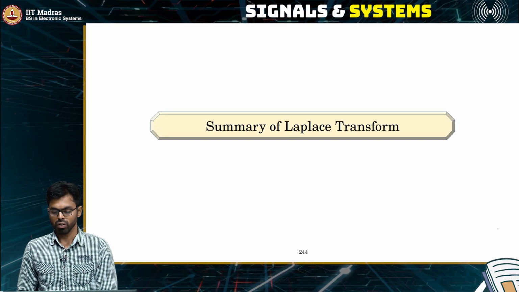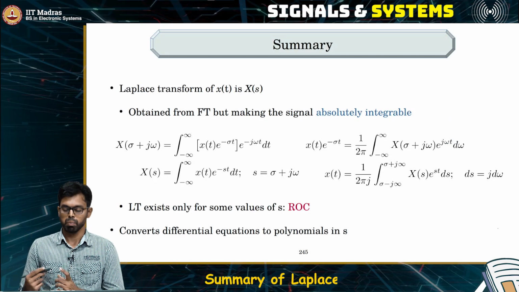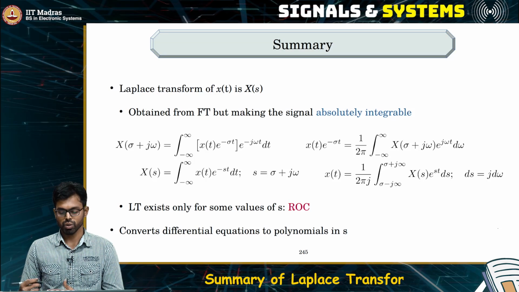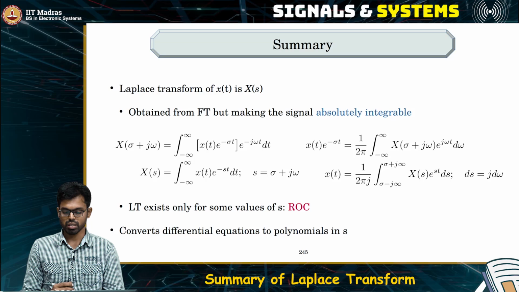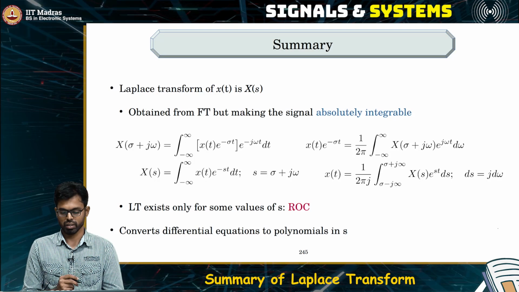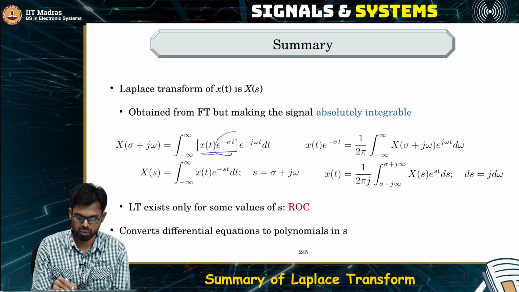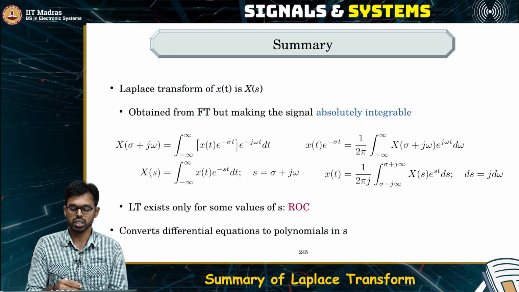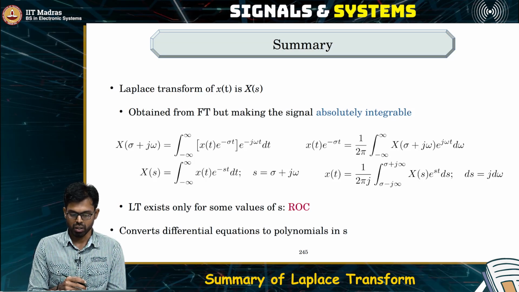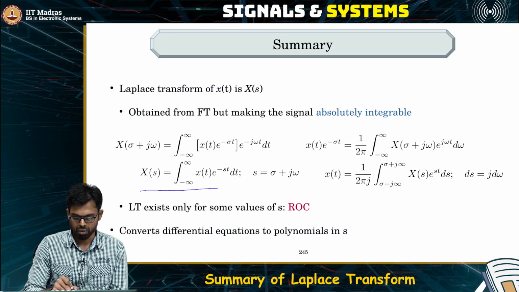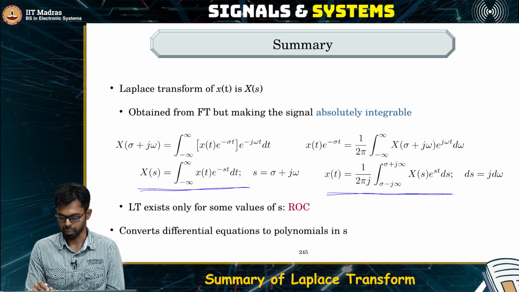Now let's see a summary of the Laplace transform. We started out with the Laplace transform as a solution for the cases where Fourier transforms do not exist because the signals are not absolutely integrable. So we make these signals absolutely integrable by multiplying them with e to the power sigma t, which makes the signal decay in time and hence absolutely integrable. This is the expression for the forward Laplace transform, and this is the inverse Laplace transform.